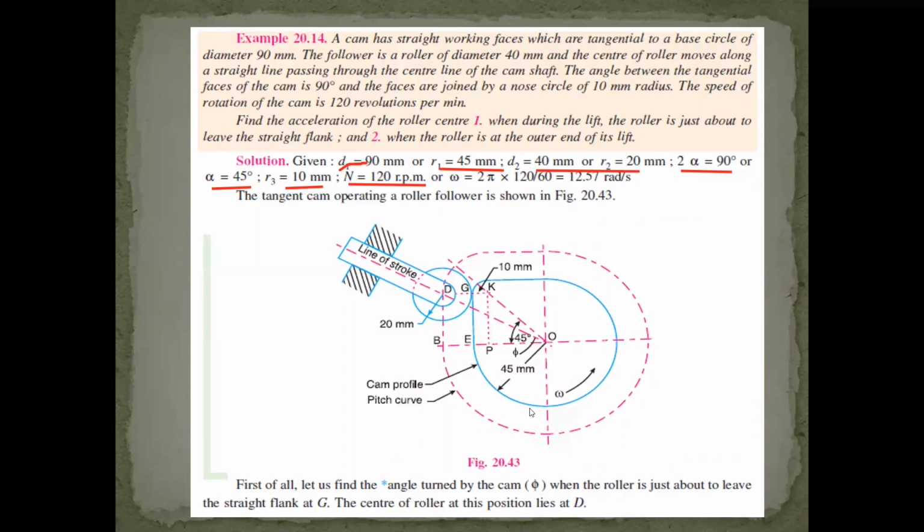Now coming to construct the space diagram. First you have to take the axis lines, the horizontal axis line and the vertical axis line. Choose a point O. In that, you have to first draw the base circle with the radius of 45 mm.